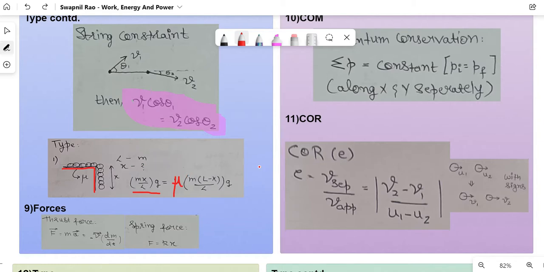You can ask on Telegram if you have any doubt or confusion over here. And this is not a formula to be memorized, because there might be a variation in the question asked.